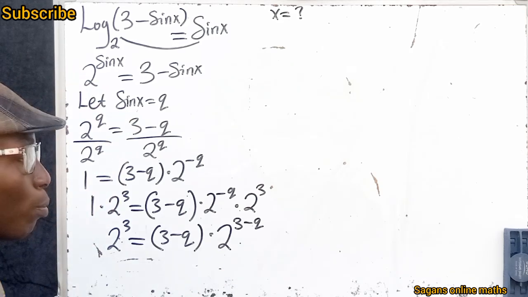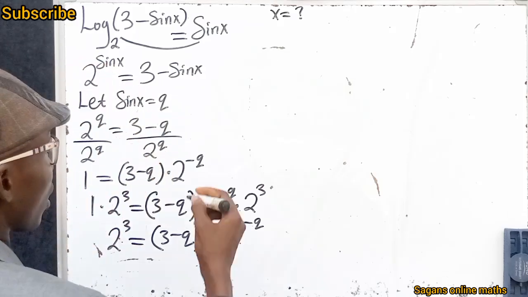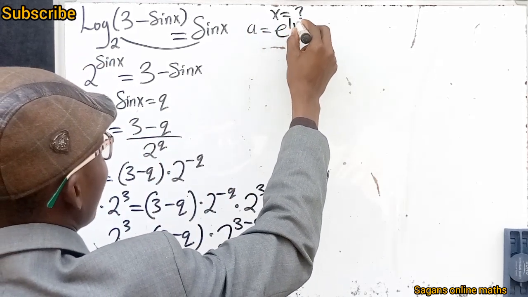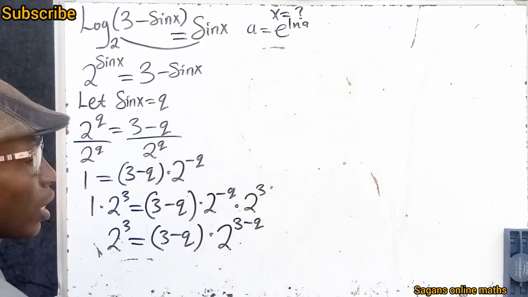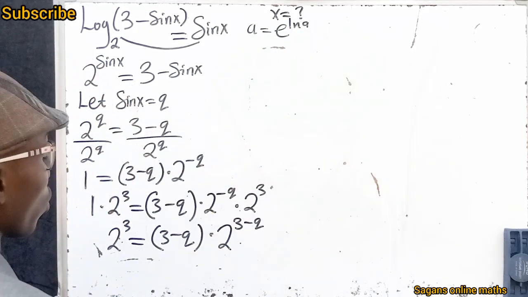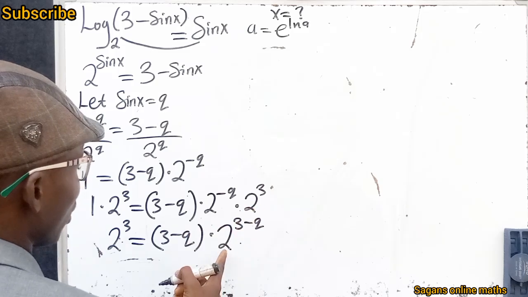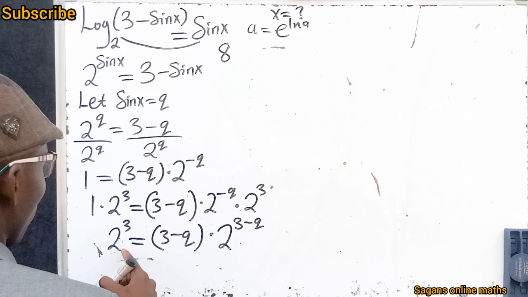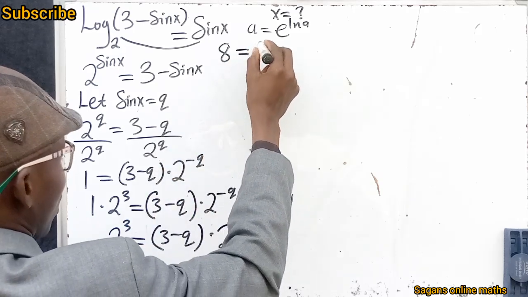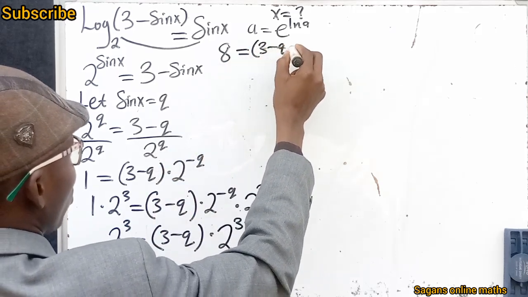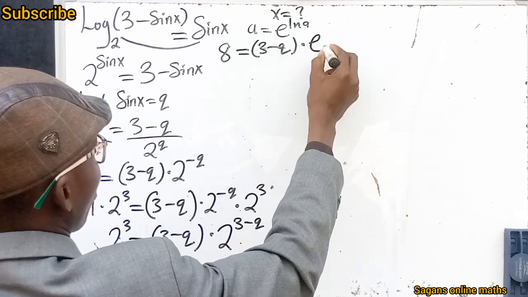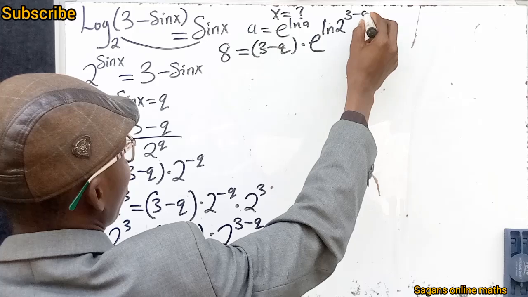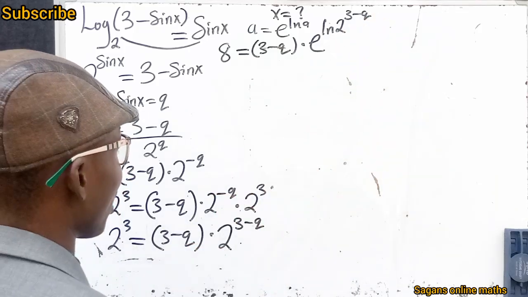But I want to draw your mind to one of the properties of logarithm, that a is equal to e raised to the power of ln a. This property is very, very important, and I want to apply it here. We are not wrong if we write this as: 8, because 2 raised to the power of 3 is 8, equals 3 minus q, multiplied by e raised to the power of ln 2 to the power of 3 minus q. We are not wrong, my brothers and sisters, by obeying this property.